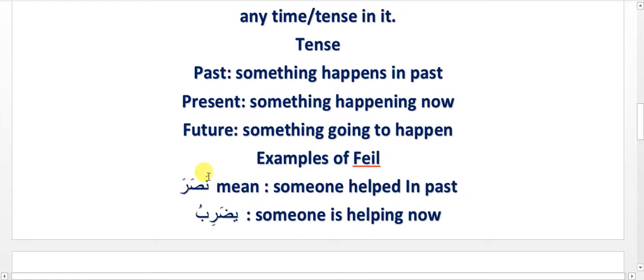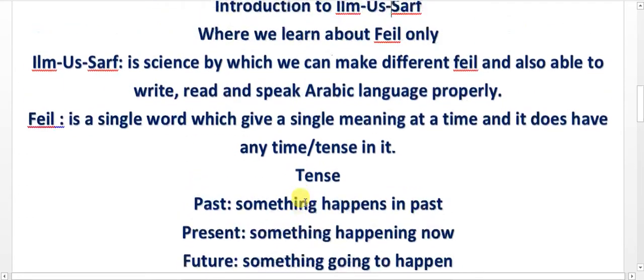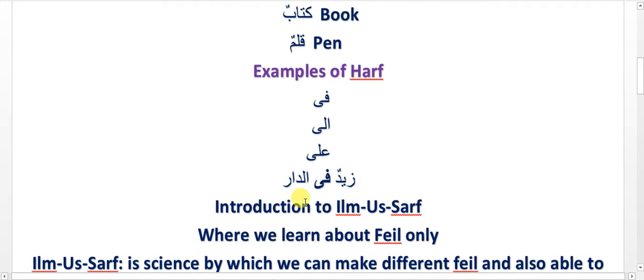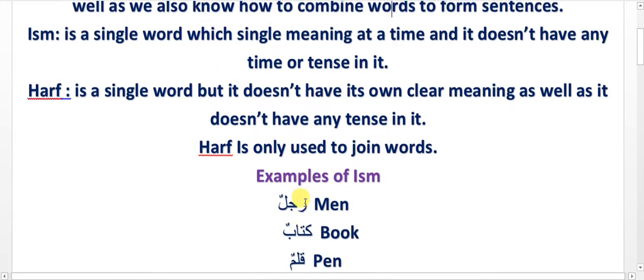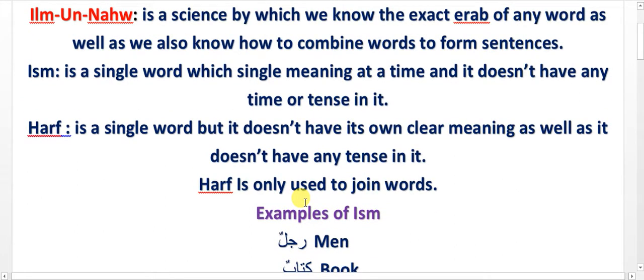So what we have seen in the example of fail, we have two examples here, nasara and yazribu. You don't have to be confused, and you don't have to work hard understanding nasara yazribu, because you haven't learned about fail yet. So you only have to focus on the translation. Nasara has a translation of past, and yazribu has a translation of present. So this is what I am trying to teach you, that in ism we don't have any time and tense in its translation, but in fail we have tense in its translation, and harf doesn't have its own meaning as well as doesn't have any tense. Harf is only used to join words.